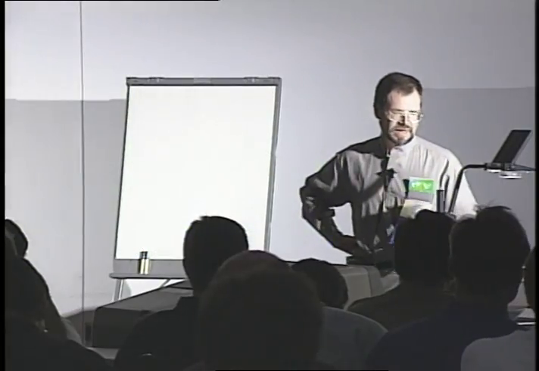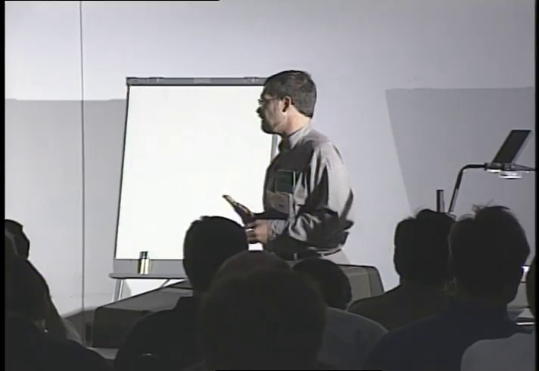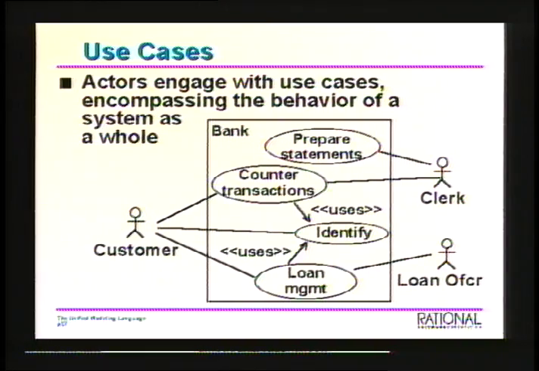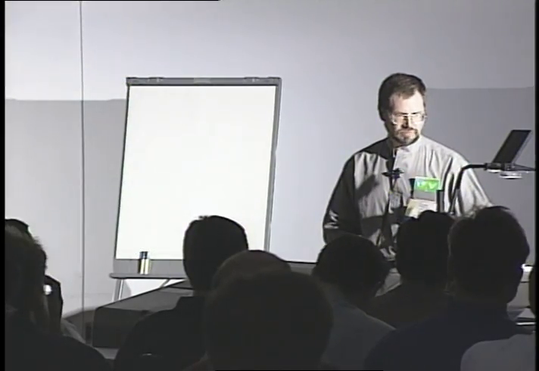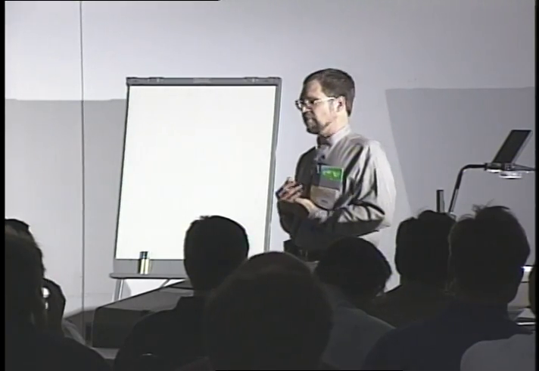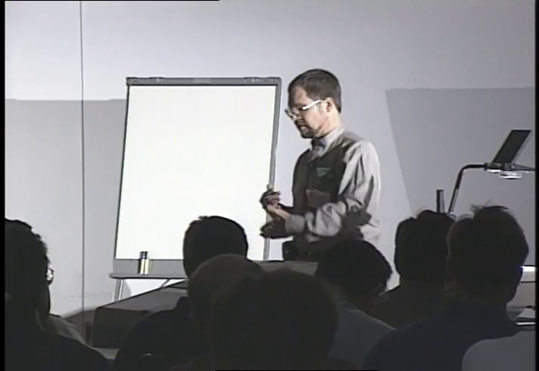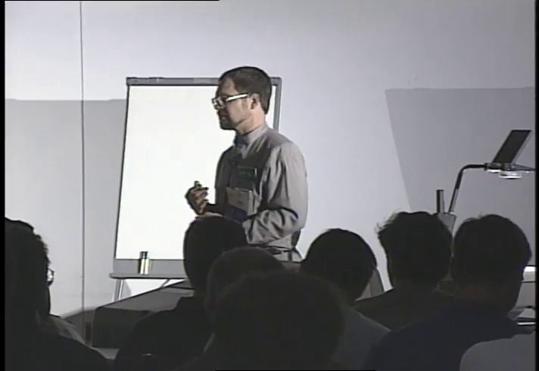For example, in the bank situation, the customer might have to identify themselves, and that could be used as part of the description for each of these more specific use cases. Now, at that level, we haven't got much. You have to actually say how the use cases work. And to do that, you have to list the various interactions that can be done by use case.